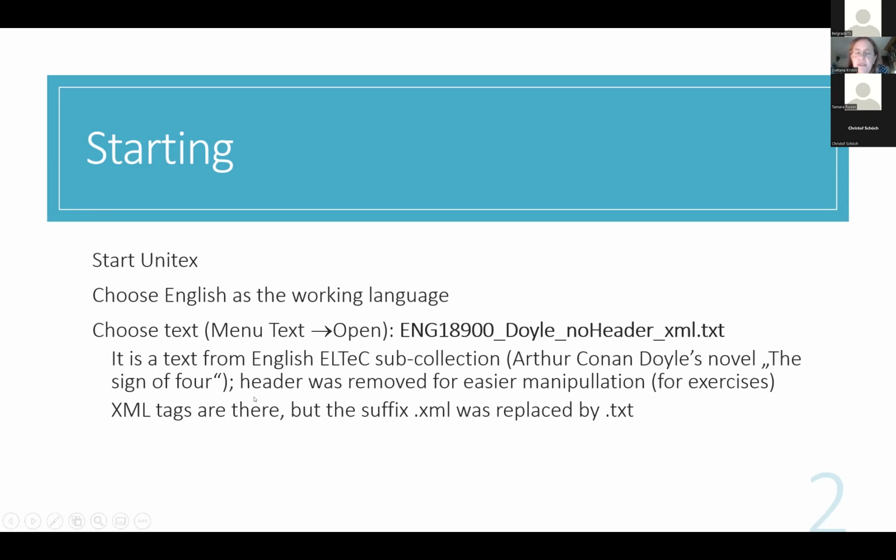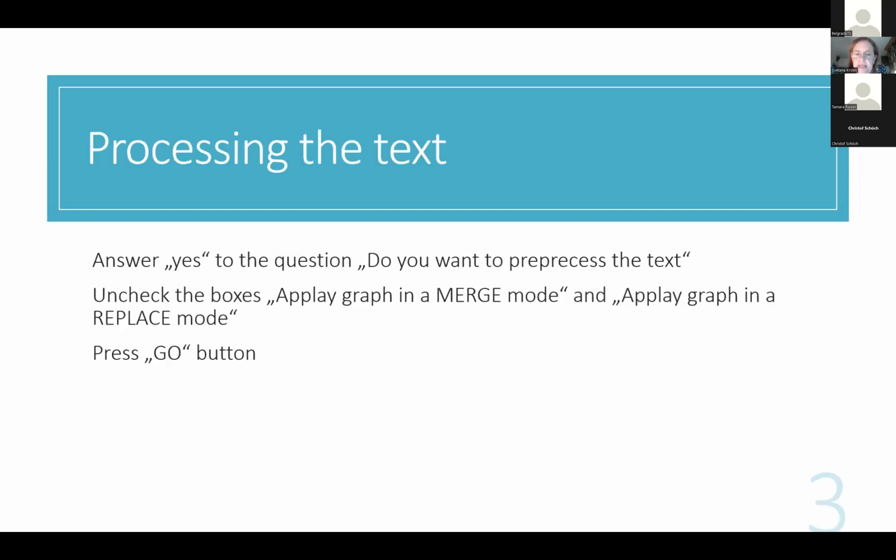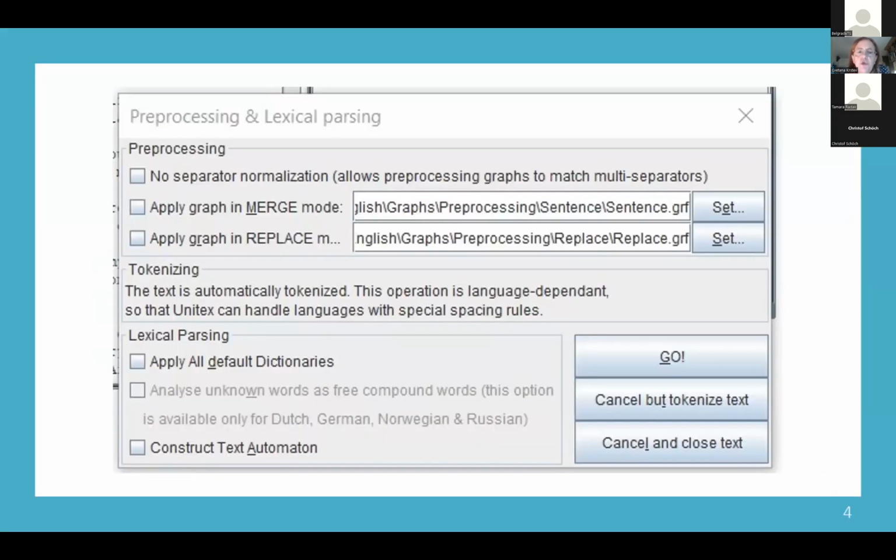So you start Unitex, choose English, and choose this text. Then you will be asked, do you want to pre-process the text? You say yes, but you uncheck all the other boxes. You uncheck the box apply graph in merge mode, apply graph in replace mode. You also can remove dictionaries. So you will get this screen. You want to pre-process, yes, but you uncheck everything that is checked. You just press the Go button.